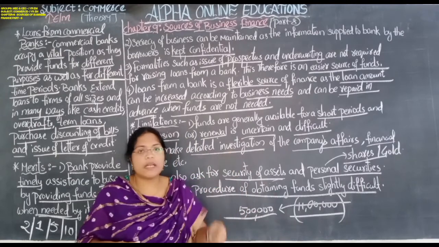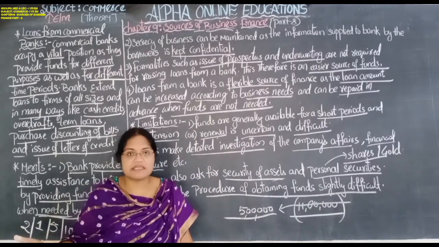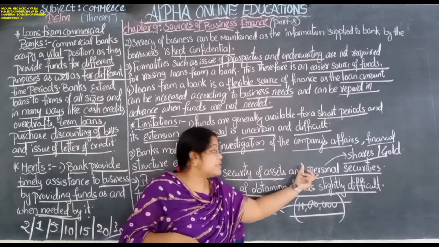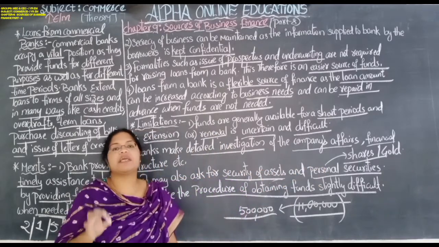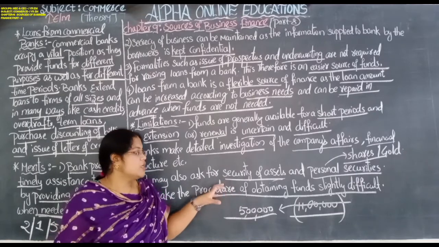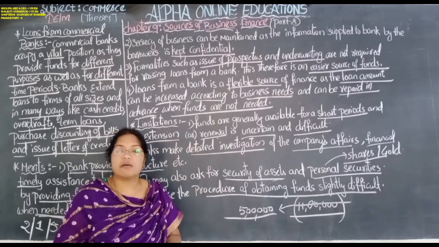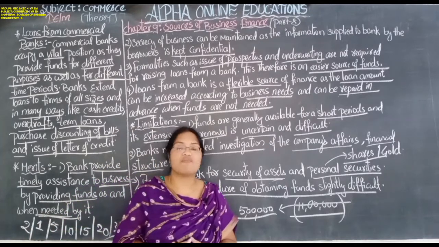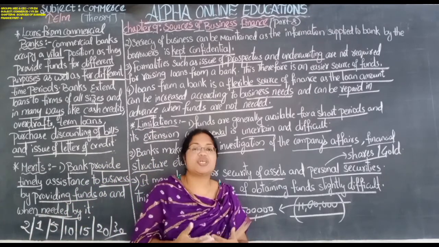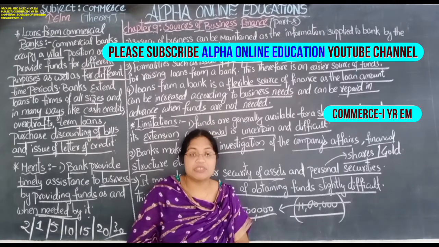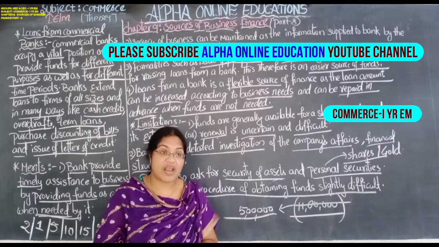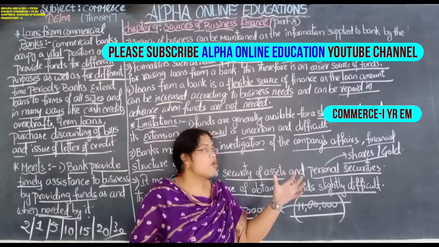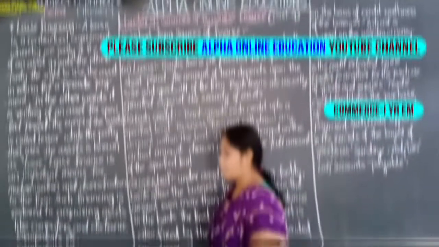Because it is an artificial person, that's why security of assets and personal securities have to be kept in the mortgage in order to raise a loan from commercial banks. So this is about another medium term source of finance. In the next session we are going to discuss one more medium term source of finance and also the short term sources of finance.